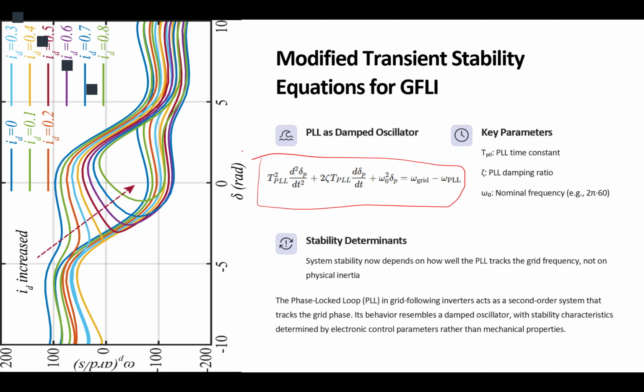Omega 0 is the nominal frequency, okay? And the omega grid and omega PLL is, I think, self-explanatory. The omega grid is the frequency of the grid, which, if you remember, when we talked about the power equations and power flow equations, we said the P and omega are related to each other. So it basically represents the power of the grid. And the omega of PLL is the frequency that the PLL defines for the inverters. Okay, so it's basically representing the power injected or consumed based on the omega of grid.